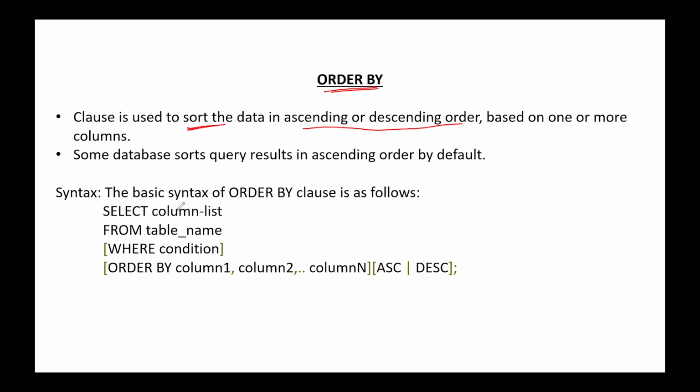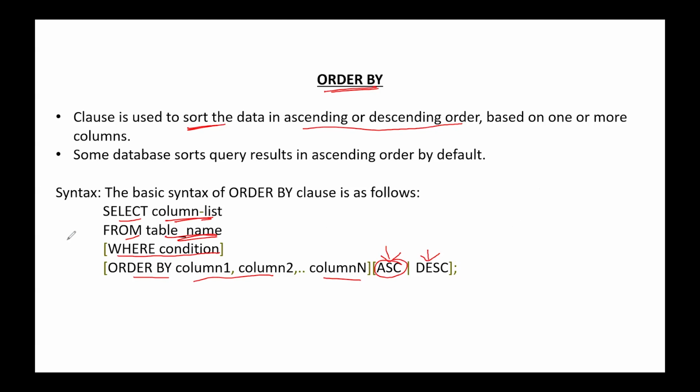The basic syntax is SELECT, then you write the column list. The column list is nothing but your attribute names. It can be salary, employee number, address, and everything, FROM table name, WHERE then you put a certain condition. Then ORDER BY column 1, column 2, column 3, and you can also mention ascending or descending. When you say ASC, the output will be displayed in ascending order, and when you say DESC, it will be displayed in descending order.